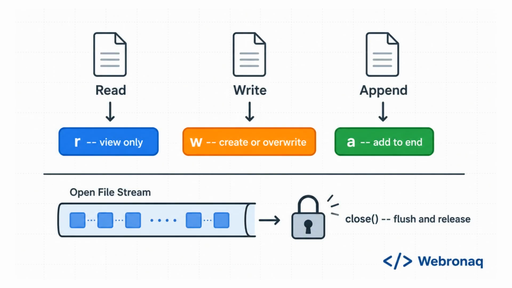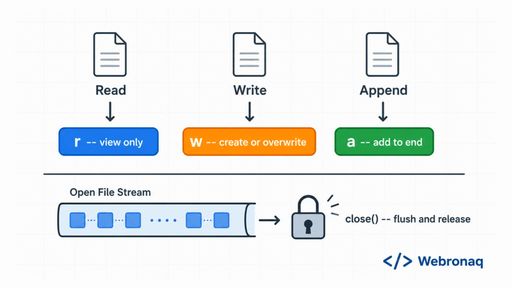Alright, so we know what a file stream is from the last slide. Now the question is, how do you actually open one, and what mode do you open it in? Every time you open a file, you tell the OS exactly what you intend to do with it. Read mode lets you pull data out. The file stays untouched. Write mode creates the file fresh, or wipes it clean if it already exists. Append mode keeps everything that is already there and lets you add to the end.